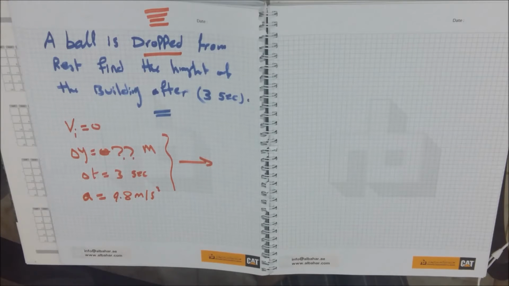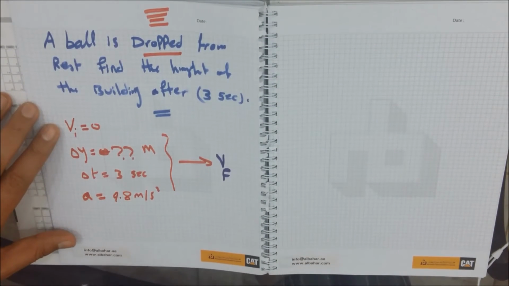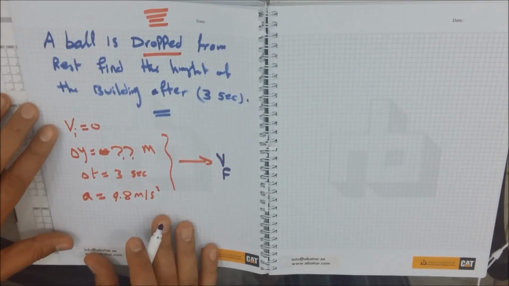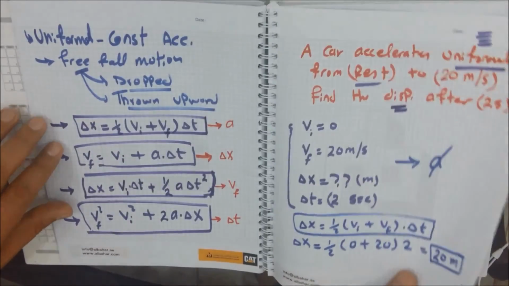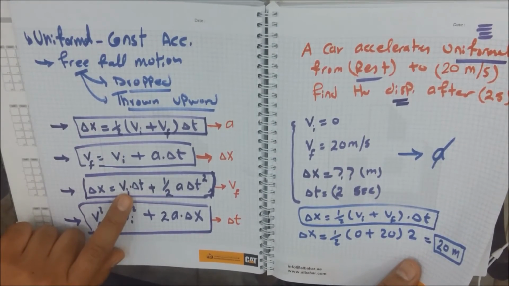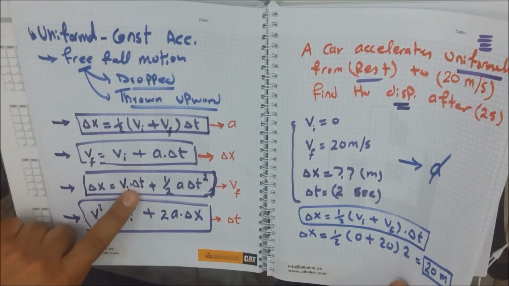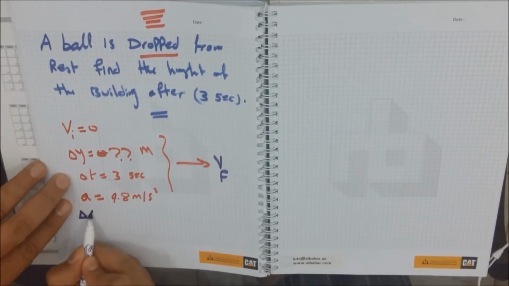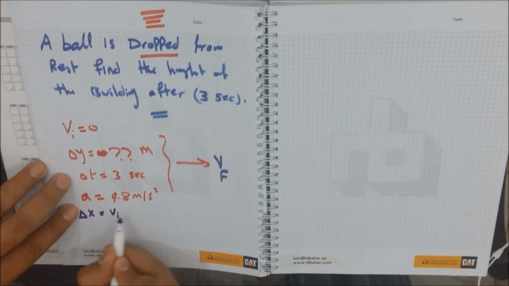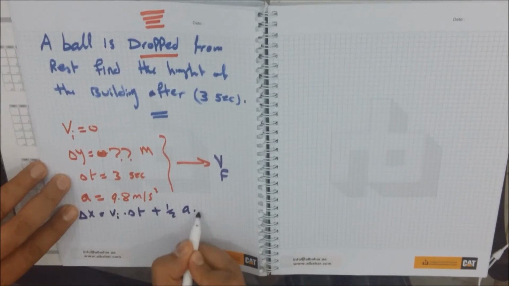Wonderful. What is not mentioned here by any means is VF. VF is not mentioned here, so I need to go to the equation that has no VF, which is the third equation: delta x is equal to VI delta t plus half a delta t squared. It has no VF, and this is the only equation that will solve this problem. So delta x is equal to VI times delta t plus half a delta t squared.